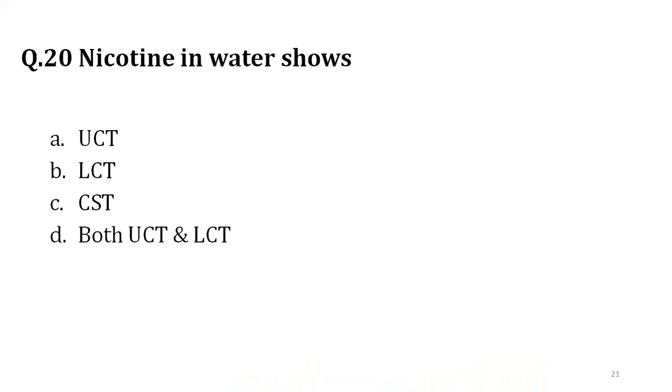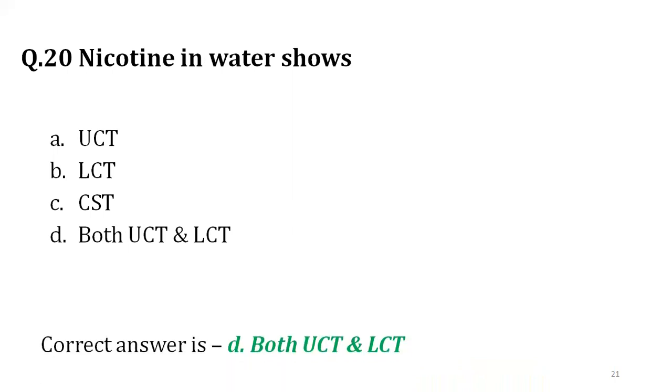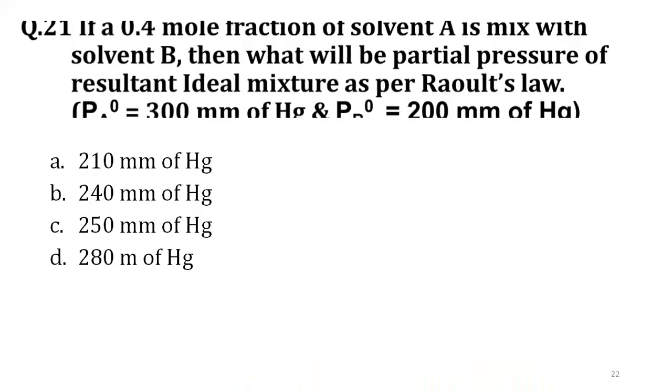Nicotine in water shows: option A, UCT; option B, LCT; C, it is your CST; and D, both your UCT and the LCT. So the correct answer is D, both UCT and LCT. So it shows both lower consolute temperature and upper consolute temperature. The example is nicotine in water.